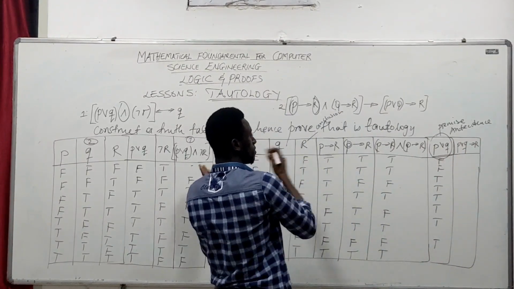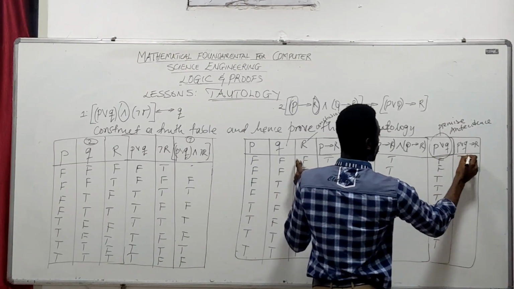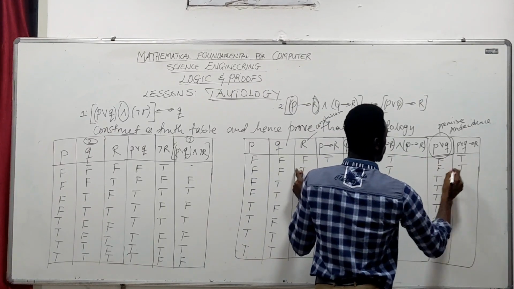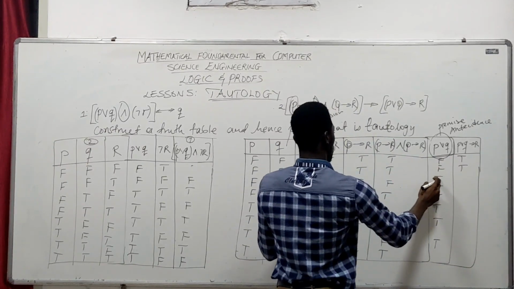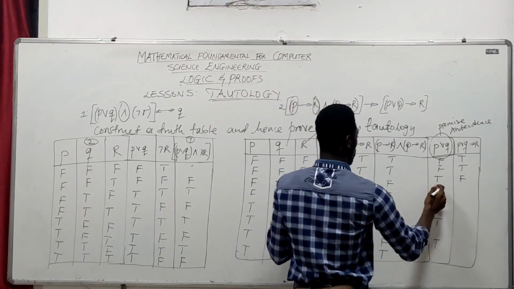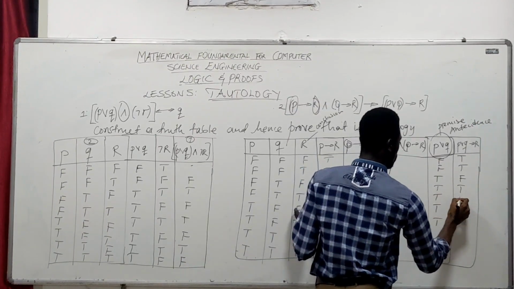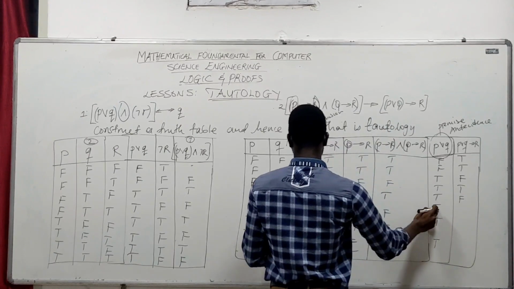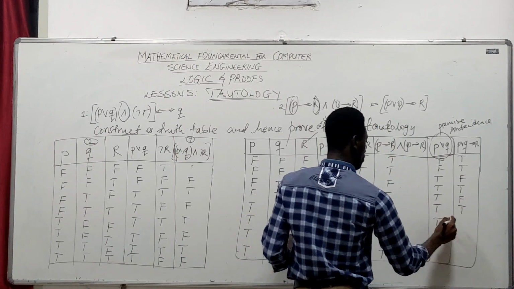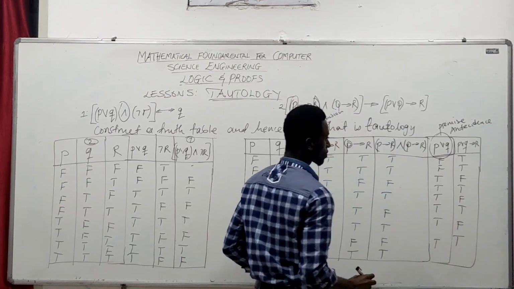This implies this. So we'll go this way. False, false becomes true. False, true becomes true. True, false becomes false. True, true becomes true. True, false becomes false. True, true becomes true. True, false becomes false. And true, true becomes true.